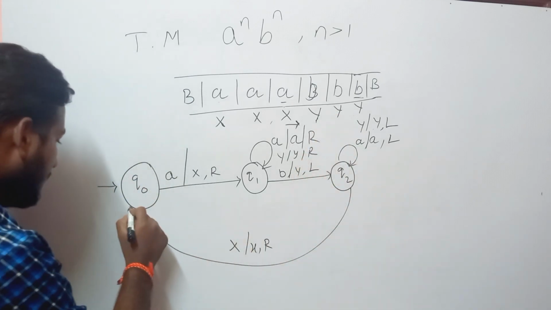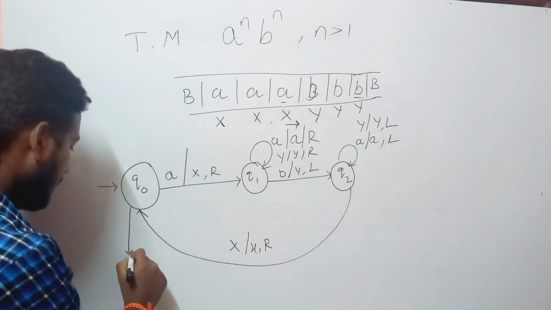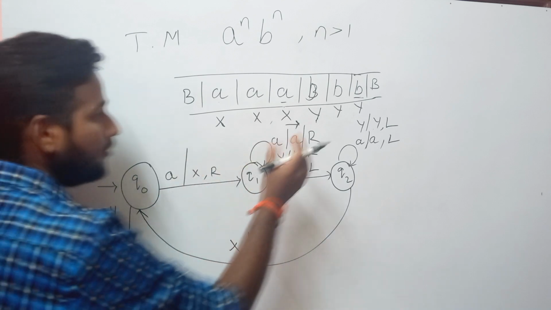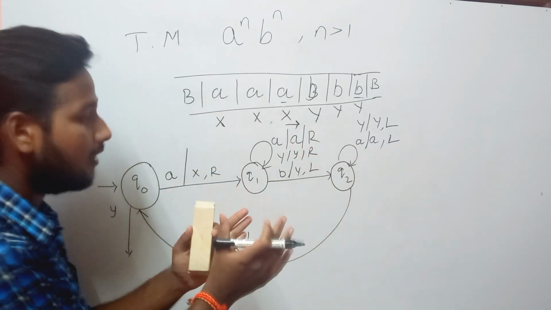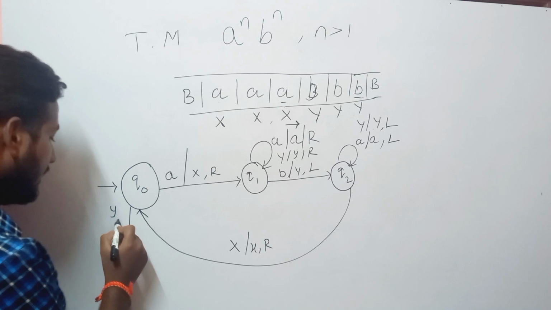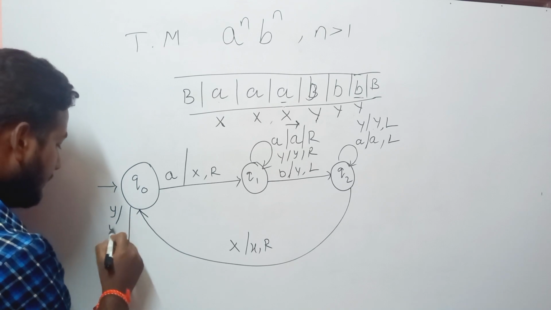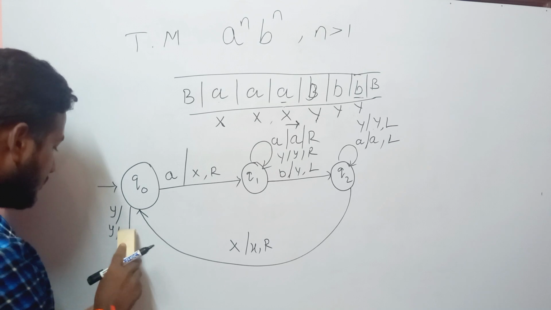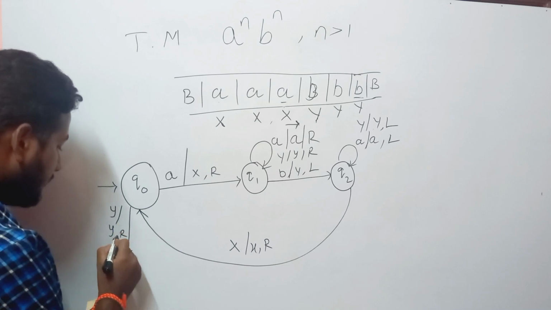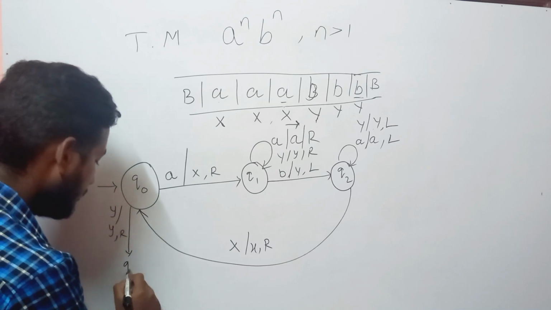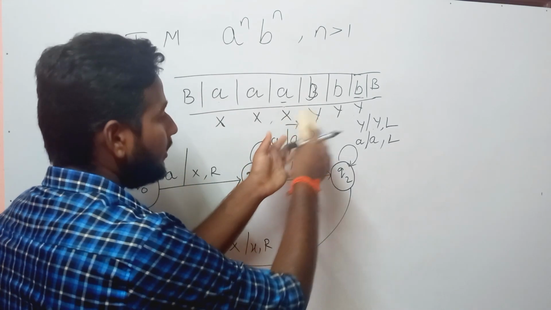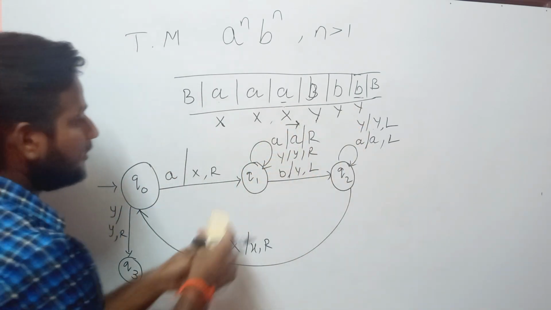For this, we can draw another state. This Y, we don't change the Y value. This Y value remains, then Y changes as Y and its direction moves towards the right. This new state is Q3. Then simply the pointer moves to the right.